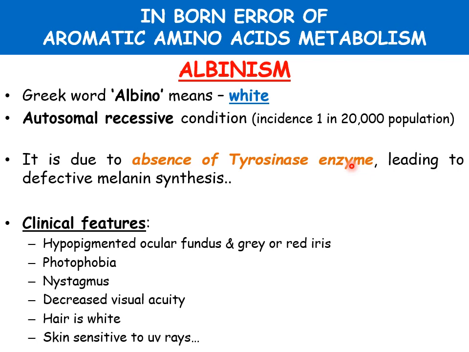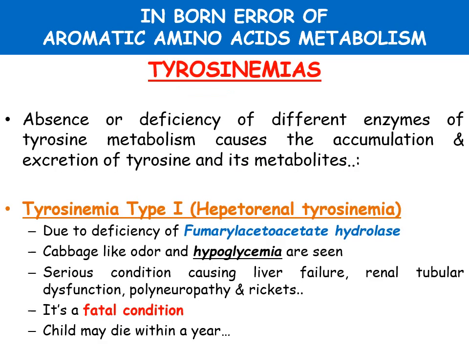The clinical features: patients have a hypopigmented ocular fundus, gray or red iris because there are no melanin pigments, photophobia, so high sensitivity of the eye, nystagmus, decreased visual acuity, white hair, and the skin becomes sensitive to UV rays. So these were the major conditions or the main inborn errors of metabolism.